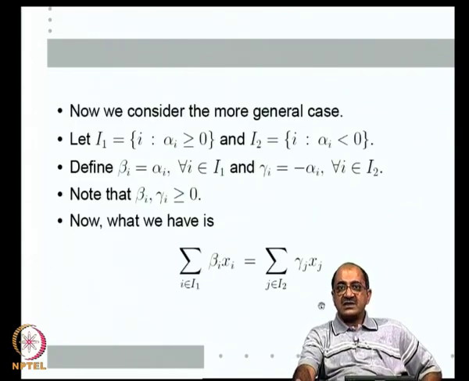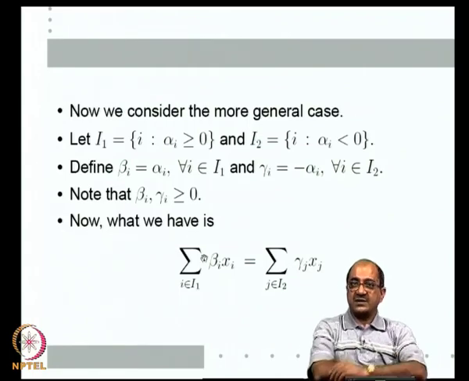Now the equation is nice because all the scalars are positive now, right. For I in I 1, alpha is positive, so beta is positive. In I 2, alpha is negative, so gamma is positive. Now, this almost looks like: if I take x I such that I is in I 1 as one set and x j, j in I 2 as another set, then a linear combination of the points of the first set is equal to a linear combination of the points of the second set, where the linear combination contains all positive coefficients.